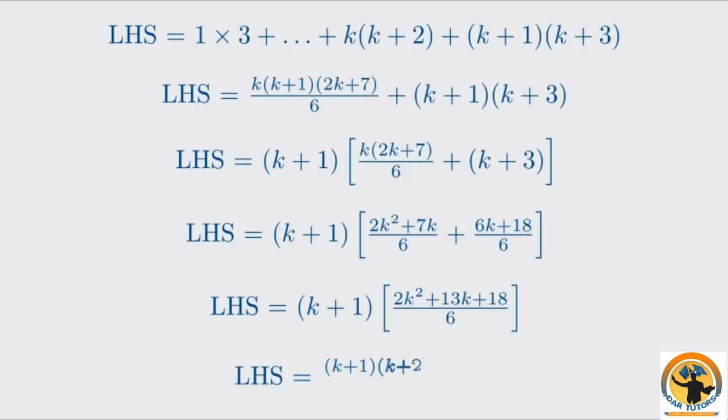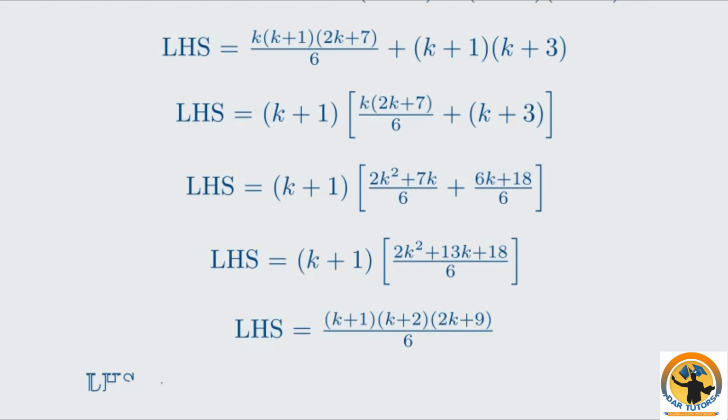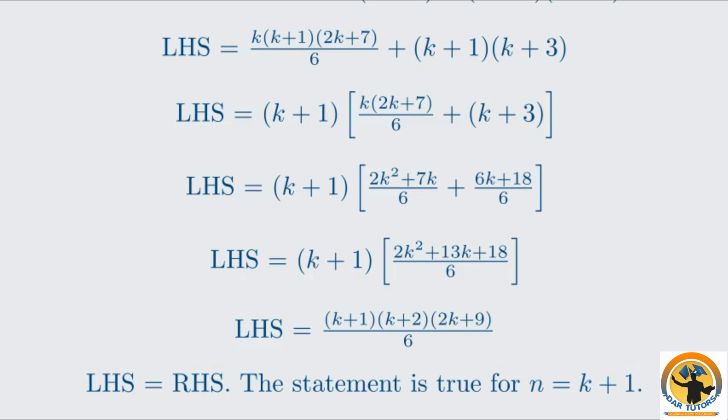So our expression becomes k plus 1 times k plus 2 times 2k plus 9, all divided by 6. This is exactly the right-hand side of our goal. We have successfully shown that P of k plus 1 is true. Step 4. The conclusion. We have completed the proof. We write a formal conclusion.